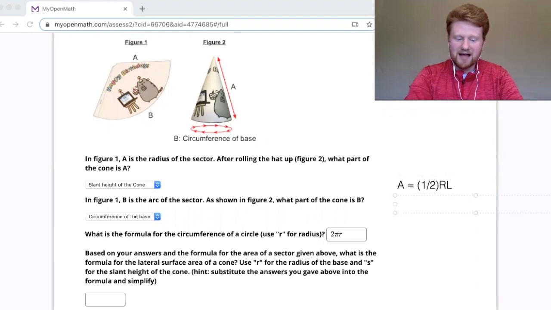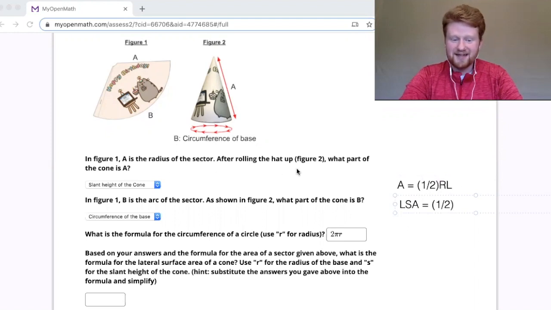So now we want the lateral surface area of this cone. We're going to keep 1/2, that's just a number. And then what was R? Well, R was the slant height, and we're calling that S based on this paragraph here. So we're going to do 1/2 times S times what is L? L was the circumference, and we already found that formula. It's 2 pi R. So we'll get 1/2 times S times 2 pi R.